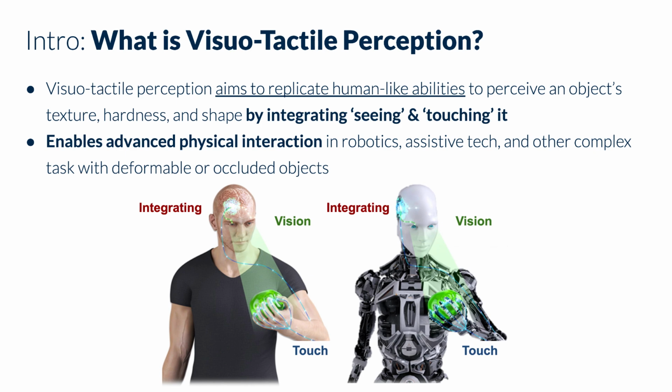Visuo-tactile perception aims to replicate the human-like ability to perceive an object's properties, such as texture, hardness, and shape, by integrating information from both seeing and touching. This capability is crucial for enabling advanced physical interaction in fields like robotics and assistive technology, particularly in complex tasks that involve deformable or occluded objects.